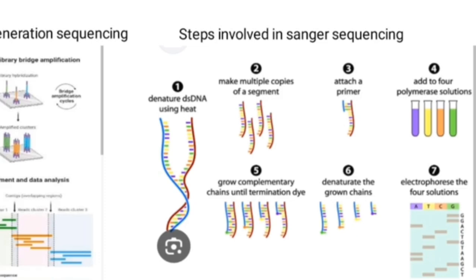So you then grow complementary chains until termination. That dideoxy is the termination. Once you encounter the dideoxy, it will terminate. Then denature the grown chain. Denature means to separate them. Then electrophorese the four solutions.